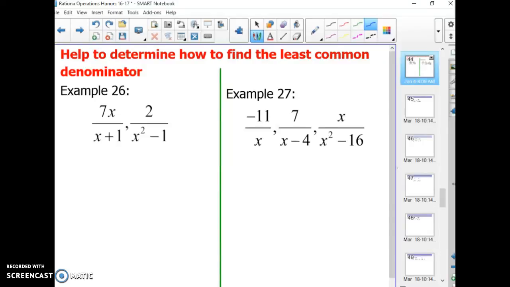We're looking at how I determine a least common denominator. So same thing as when we're dealing with fractions. So right here, if this is x plus 1, I've got to factor that. That's an x plus 1, an x minus 1.